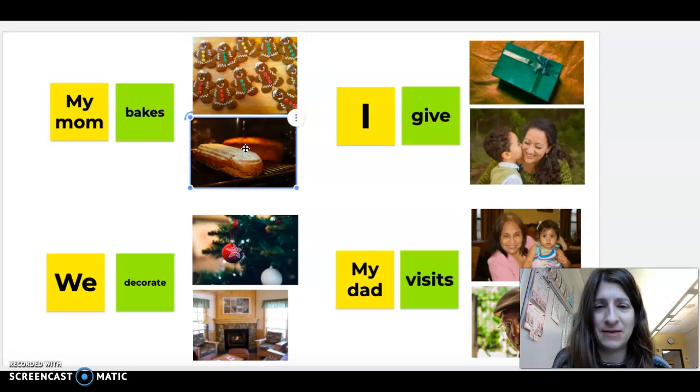I could say, my mom bakes bread. That part tells us more. Instead of just saying, my mom bakes, now I know what she bakes.